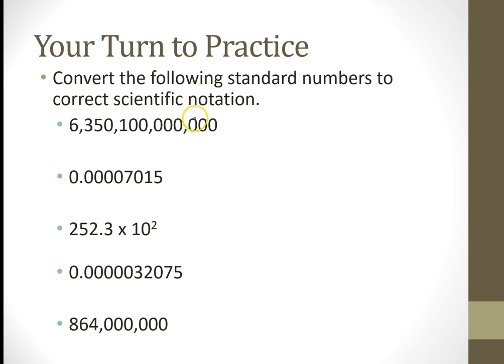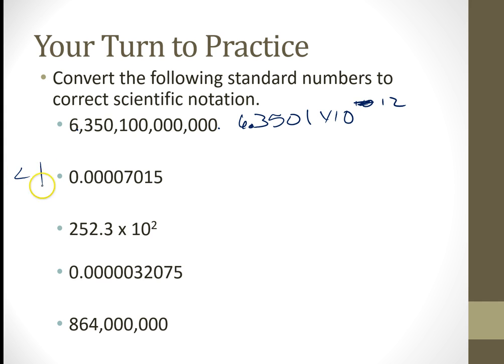Alright, so for this one, you're going to move that decimal from here to between the 6 and the 3. So 6.3501. You have to include all the numbers, not all those extra zeros, but at least all those numbers. So there's a decimal between the 6 and the 3, and you moved it 3, 6, 9, 12 times. Sorry, can't count. Didn't think 10 sounded right.